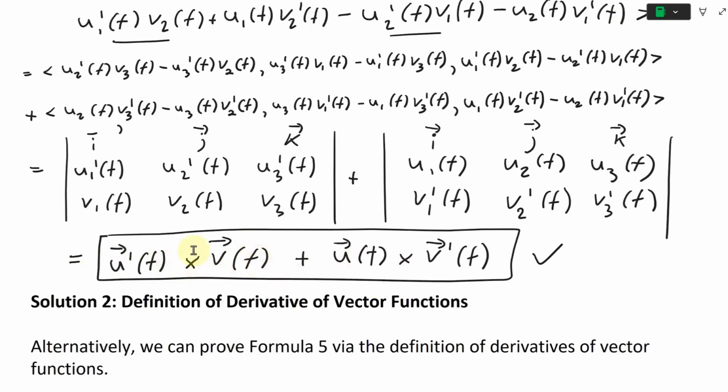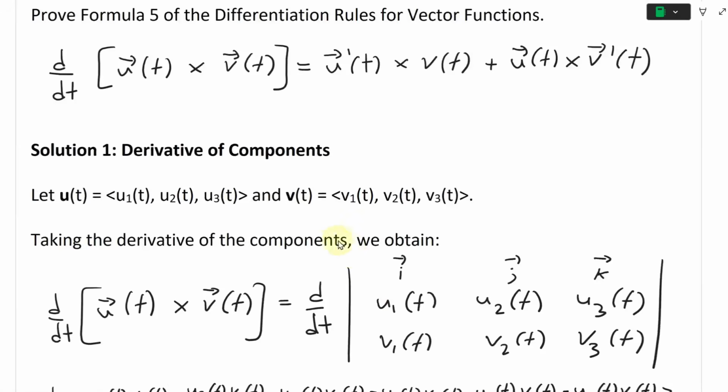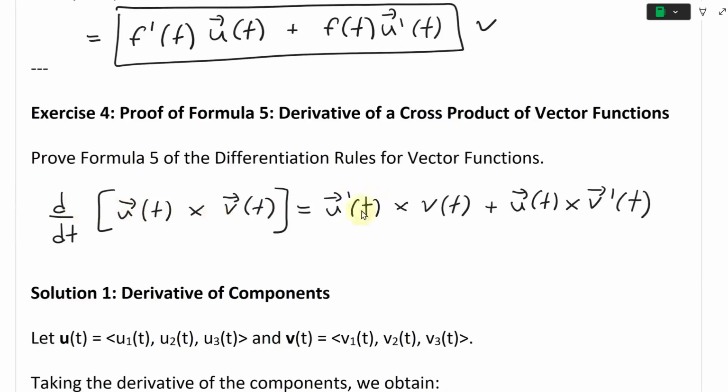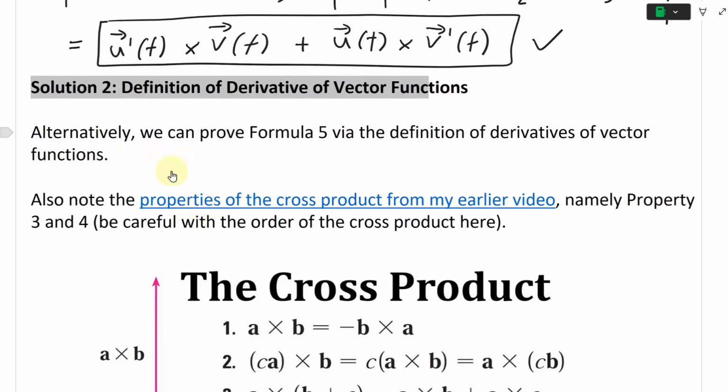And now let's take a look at solution 2, basically using the definition of derivative of vector functions, as opposed to just doing the brute force derivative by components. So we're going to prove this using the definition of derivative. Let's take a look at it right here. So here's solution 2. Alternatively, we can prove formula 5 via the definition of derivatives of vector functions.